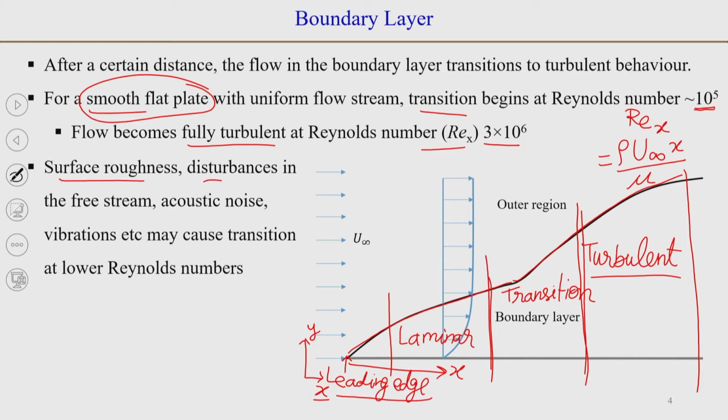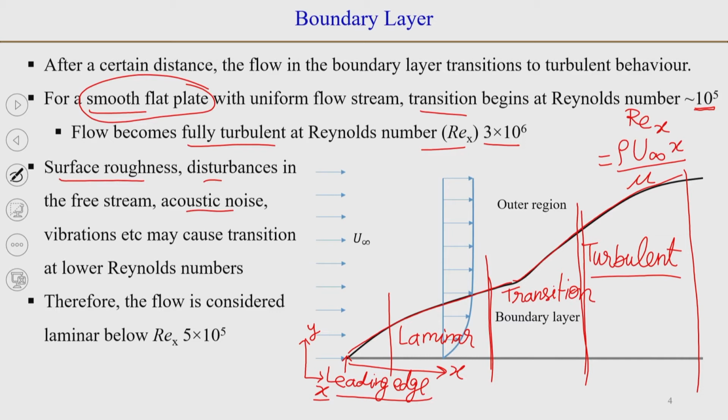There might be some acoustic noise or vibrations. So, all those factors may cause the earlier transition of the flow to turbulence. So, in general it is accepted, or for calculation purposes it is assumed, that the flow is considered to be laminar below 5 into 10 raised to the power 5.